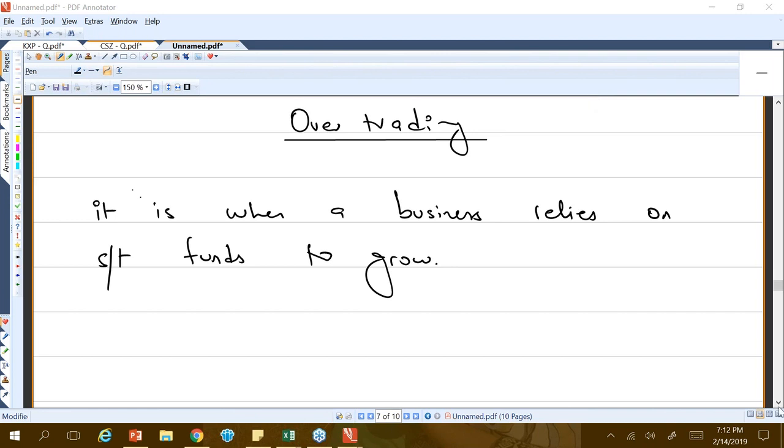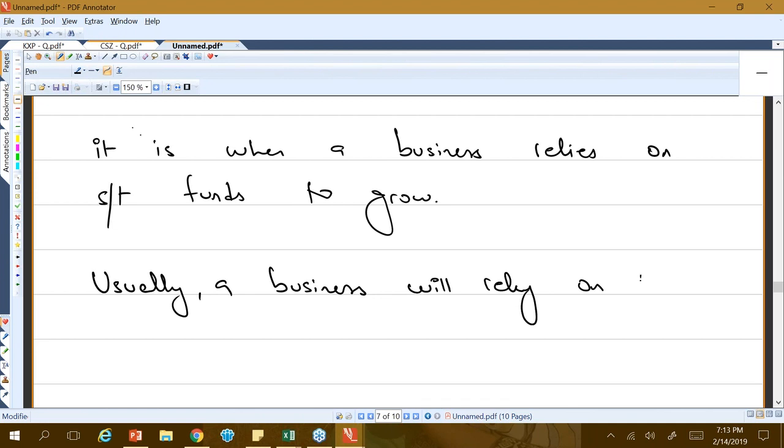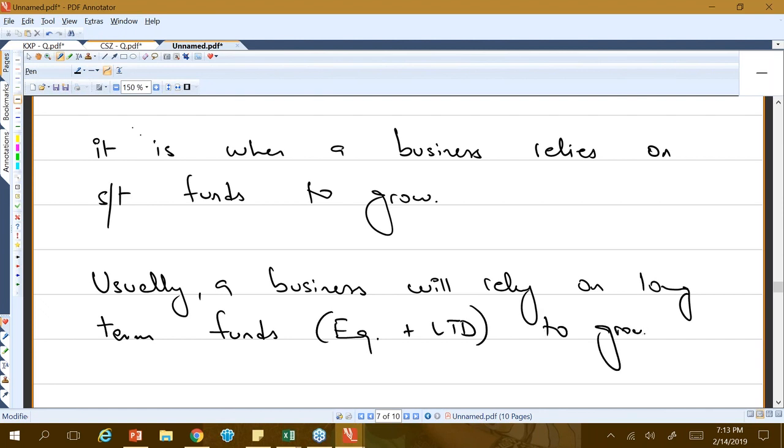For any growth, usually a business will rely on long-term funds, which are equity plus the long-term debt, to grow. And when this is not happening, it is called overtrading. Another name of overtrading is undercapitalization.